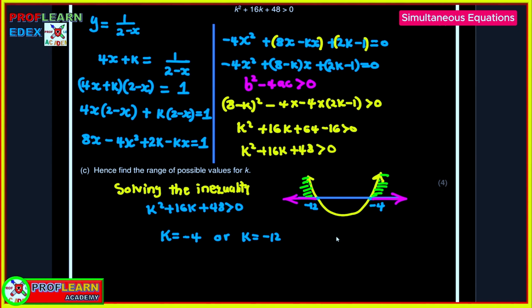Ensure that when you write the final answer, you don't bring in another variable, because the variable that we have here is k. So make sure your answer is in terms of k: k is less than negative 12 or k is greater than negative 4. Don't use "and", use "or" when you are stating the final answer. Otherwise, if you don't use "or", you are going to get it wrong.